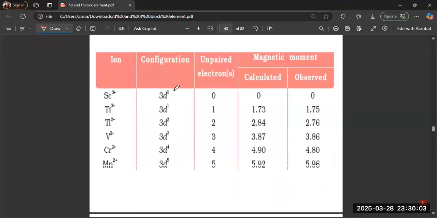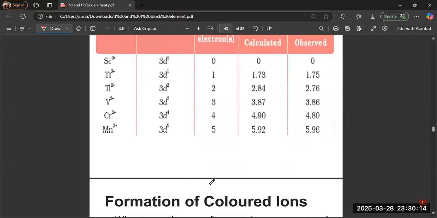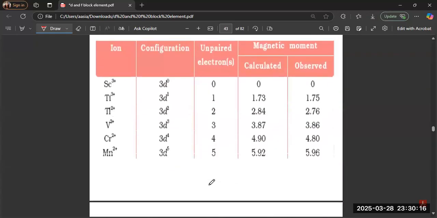Okay, so these are some ions, their configuration, their number of unpaired electrons, and the calculated and observed magnetic moment. So you can calculate this also.